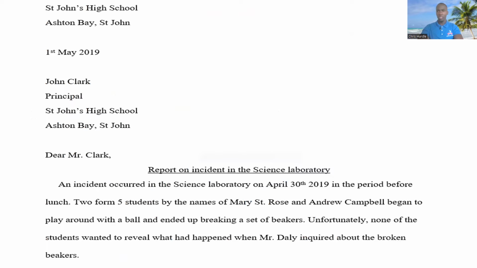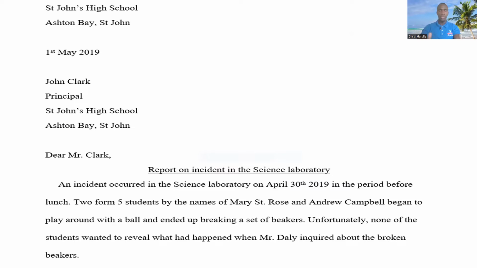So we start with our addresses. The address of the sender, which would be my address. But you don't give your home address. Not really. You don't have to do that. You can put the school's address again as your student of the school. The date, 1st of May 2019. I chose this date because if the incident occurred on the 30th of April 2019, then it has to be any time after that. So I just chose like the day after, which is the 1st of May, right?